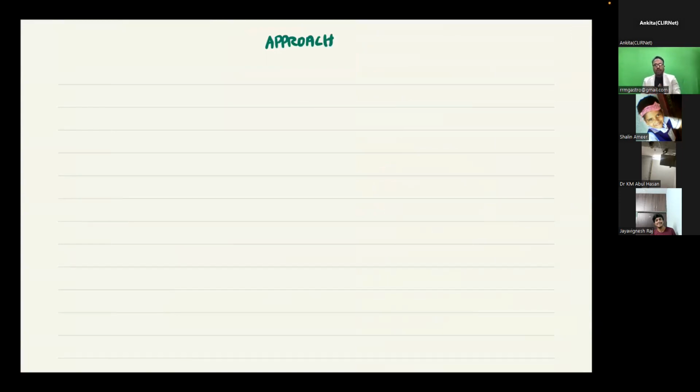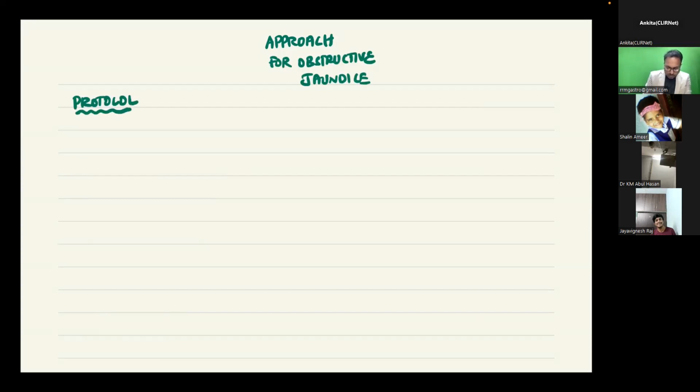This is what you have to make yourself for all these topics, because I call it the approach for obstructive jaundice a protocol. What do you mean by protocol? There is a protocol for everything we do in life. In the morning, as soon as you wake up, you do brushing. After brushing only you go for a tea, then only you go for whatever you want. So that is a protocol.